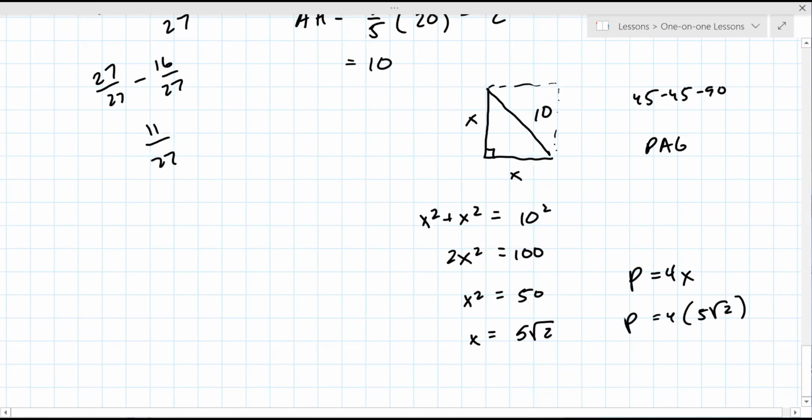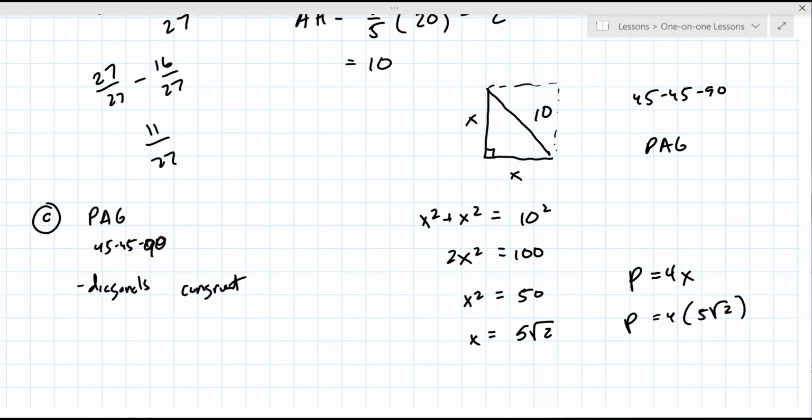Okay, hold on, let me get this down, because this makes zero sense to me. How did you get? Oh, okay, that doesn't make sense. Okay, hold on. 10 squared. And then we get 2x squared equals 100. And we get x squared equals 50. And then we get x equals 5 root 2, not 2 root 5.